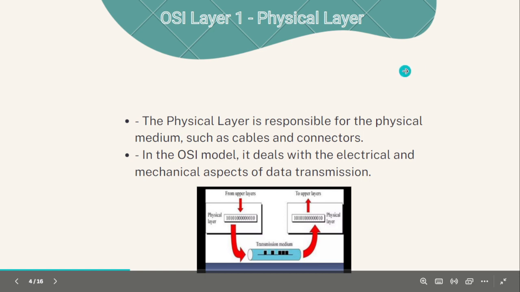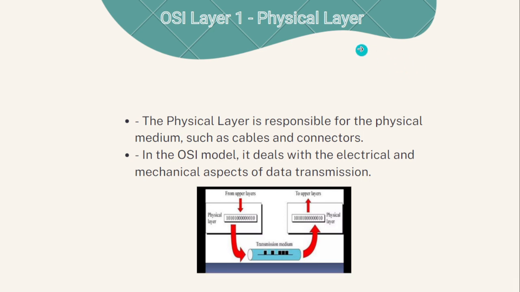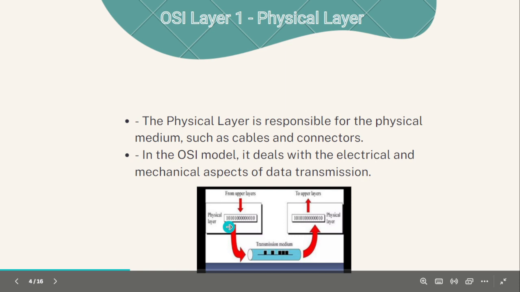Now let's talk about the first OSI layer, that is the physical layer. The physical layer is responsible for physical mediums such as cables and connectors. In the OSI model, it deals with the electrical and mechanical aspects of the data transmission. Here you can see we have binary information which is transferred from the physical layer to the upper layers.